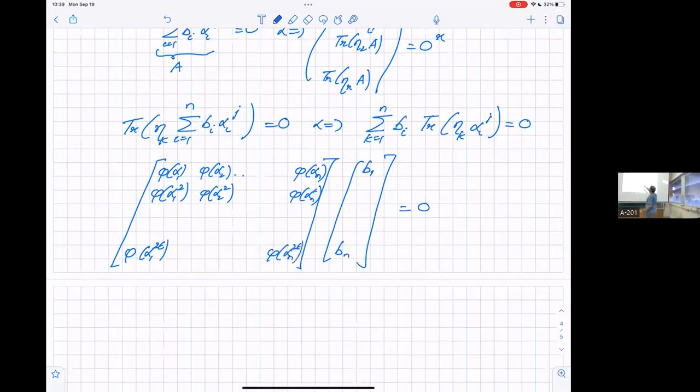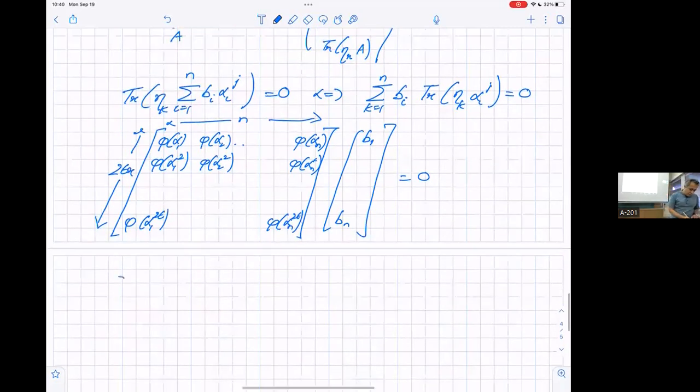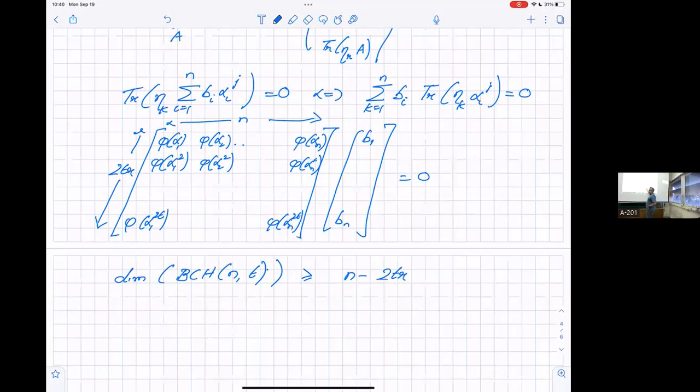So each phi itself is an R bit vector. The reason I wrote it as column vectors was to show this. So now, how many are there? There are 2t R vectors over here. There are n over here. Okay. So now it's certainly clear that the dimension of BCH n, t plus 1, t is at least n minus 2tr. But we had promised something more. I said I can shave off this 2 also.